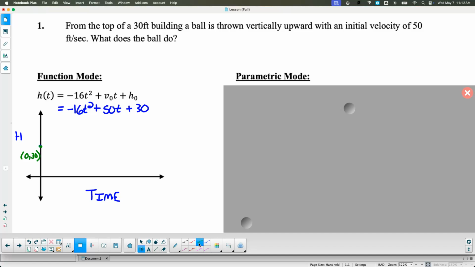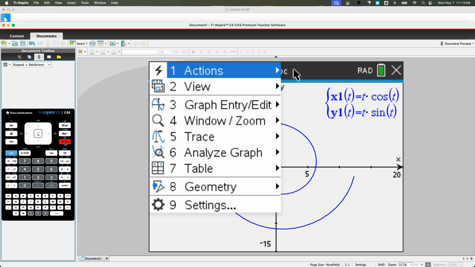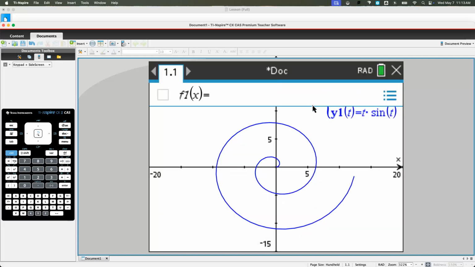And then our object would go up and come back down, and it would hit the ground at a certain point. Yes? Okay. Well, let's model that on our calculators. So the first thing we're going to do is go back into function mode. So graph entry edit. We're going to switch it back to function mode. Okay?